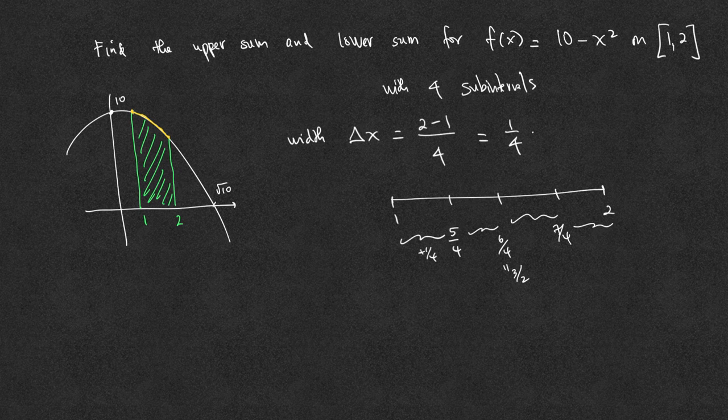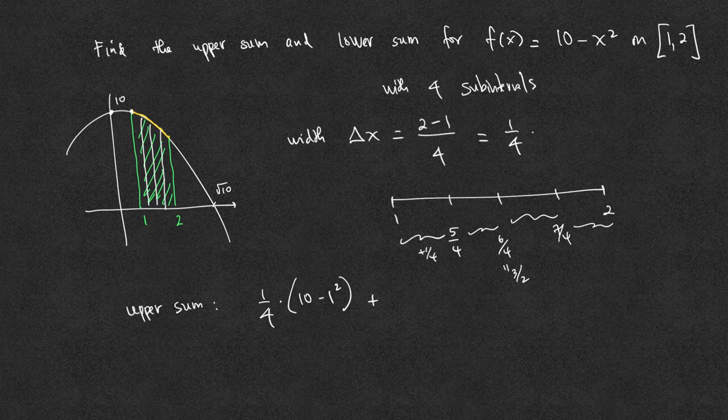Using the upper sum, in each subinterval we would need to use the highest point, the maximum. On the first interval, the width is 1/4, and the highest point is the left-hand point when x equals 1. When x equals 1, the height is 10 minus 1 squared, because the height is the value of the function, and that is the area for the first rectangle only. There are 4 rectangles because we're using n equals 4.